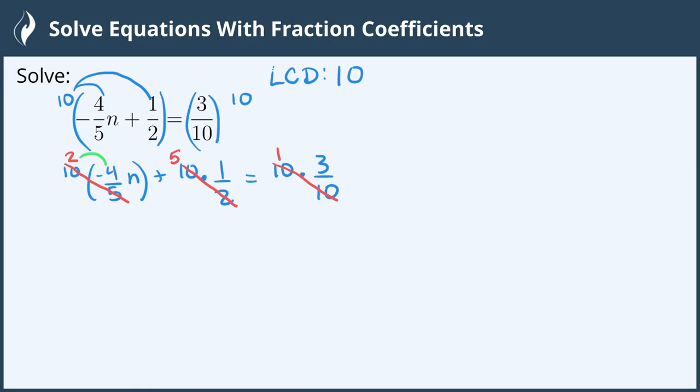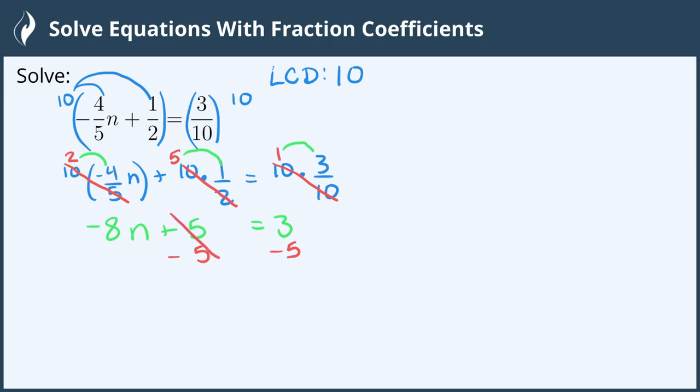2 times negative 4 gives us negative 8n. 5 times 1 is plus 5. And on the right-hand side, 1 times 3 is 3. This is a much smaller and easier equation to work with. So now we just need to isolate the variable by subtracting 5 from both sides.